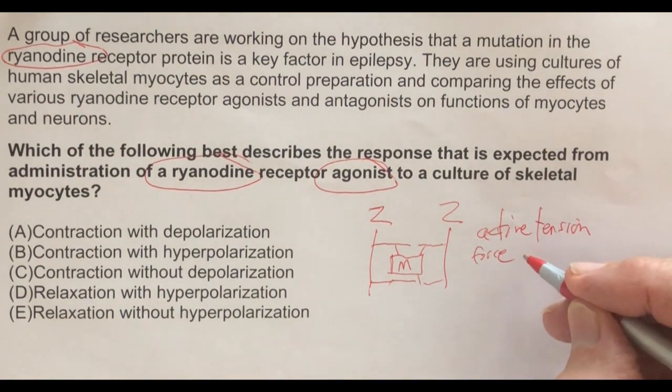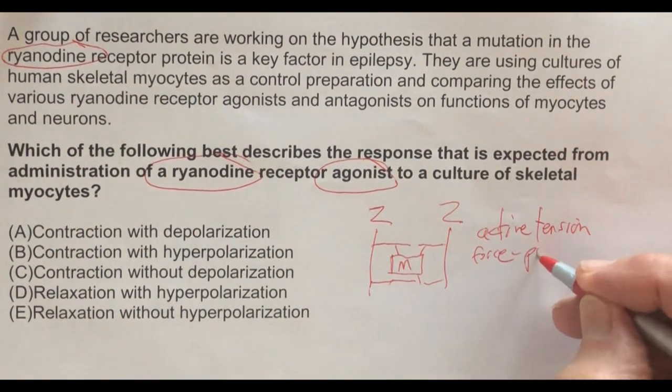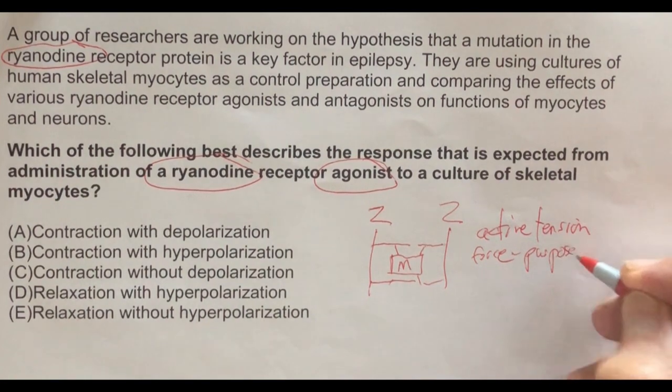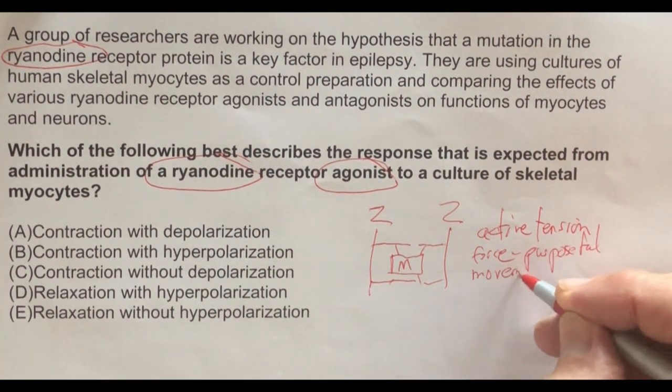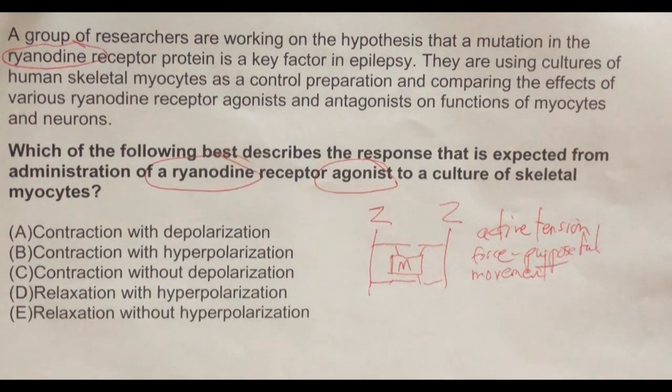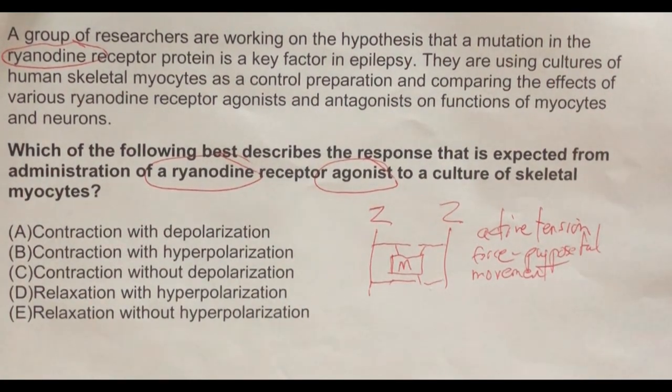Tension is a force for purposeful movement. And we'll recall that purposeful movement is when we have contraction and relaxation both, so that we can move kind of cyclically. But if we have contraction and no relaxation, like in a spasm, we would call that non-purposeful movement, because we can't use that movement to move a load or to do any useful work.